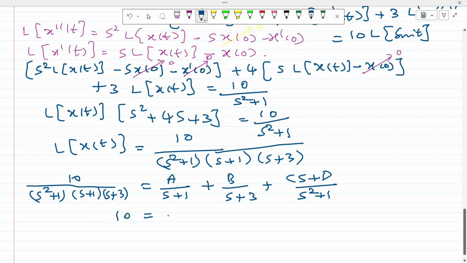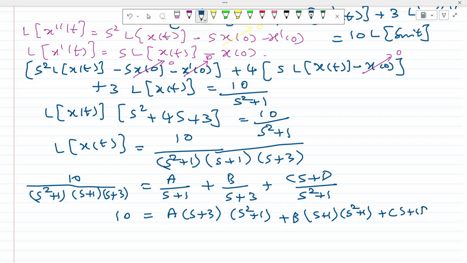So 10 equals, how can we write? A into s plus 3 into s square plus 1, plus b into s plus 1 into s square plus 1, then plus cs plus d into s plus 1 into s plus 3. Okay, fine.